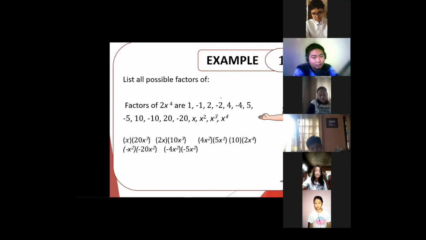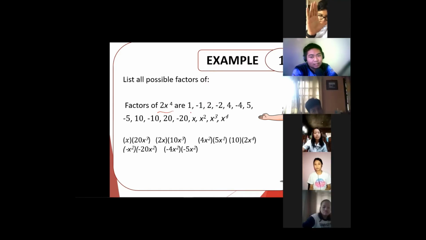If we have 2x raised to 4, the factors would be 1 times 2, negative 1 times negative 2, which is still positive. We also have x times x, that would be x squared. x times x times x, and so on. These are all possible.